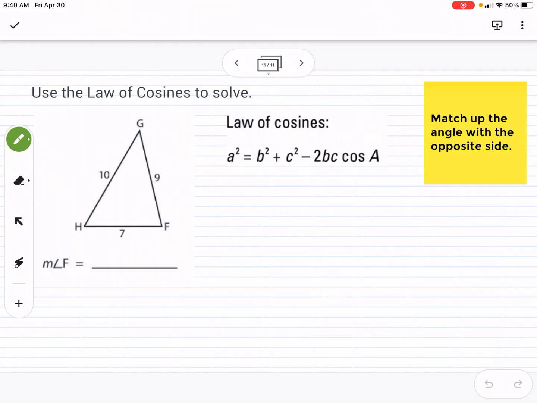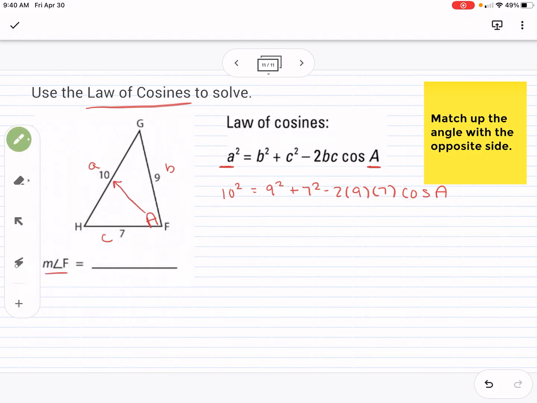This last problem is also going to be a law of cosines problem. Remember, your A's are your main side and angle. Here they want us to solve for angle F. So I'm going to call that my big A, and that's across from side 10. So that's going to be my little a. B and C can be the other two sides. So now I'm just plugging in. We don't know the angle, so I'm going to leave a big A here.